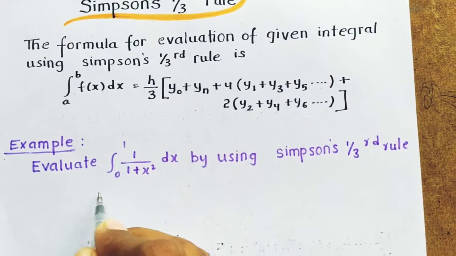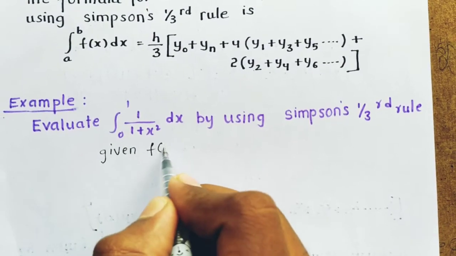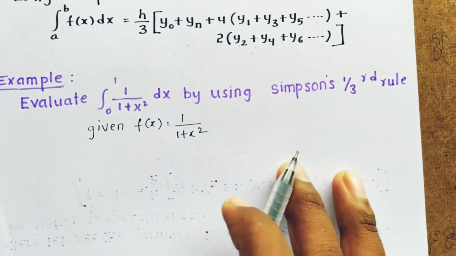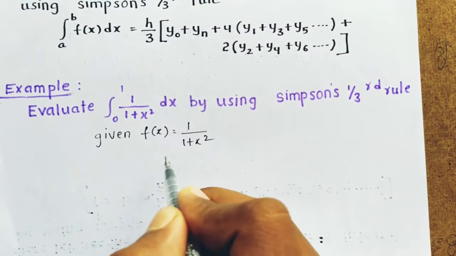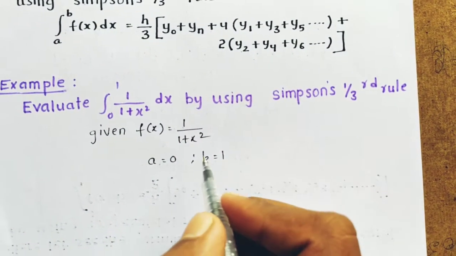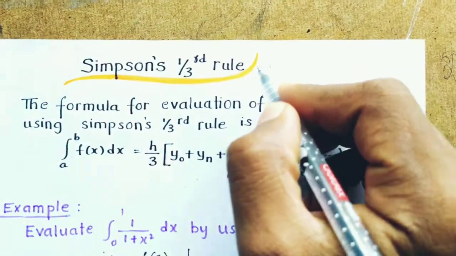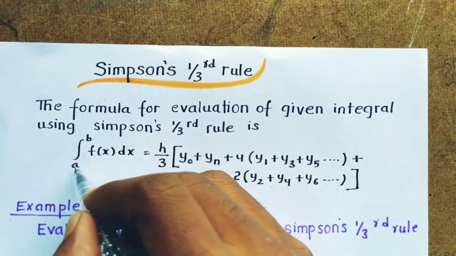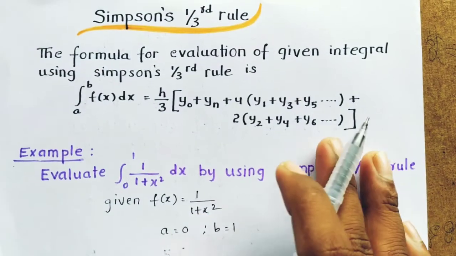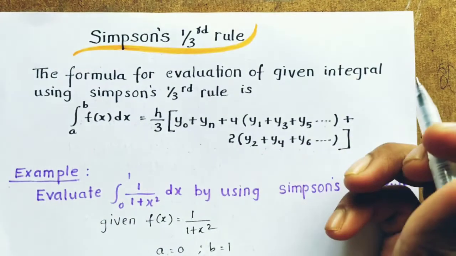Here the given function is f of x equals 1 by 1 plus x square. The interval is a equals 0 and b equals 1. We already know that in Simpson's 1/3 rule, we divide this interval, 0 to 1, into an even number of subintervals.